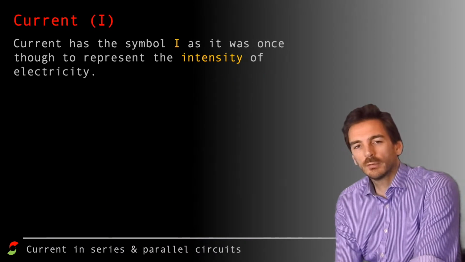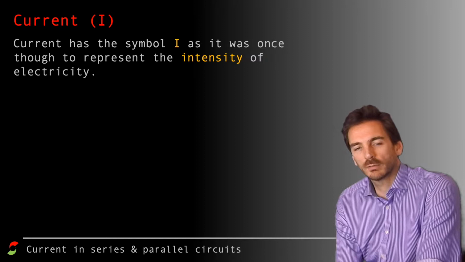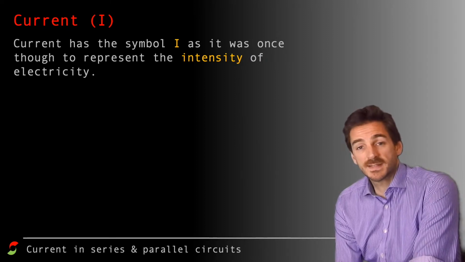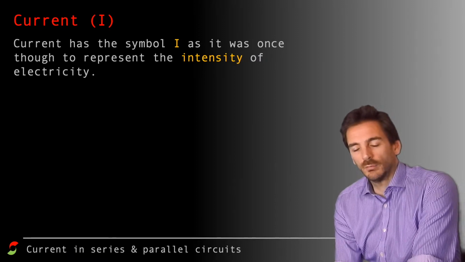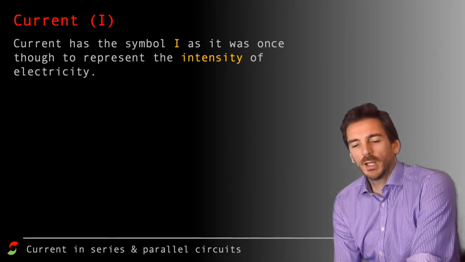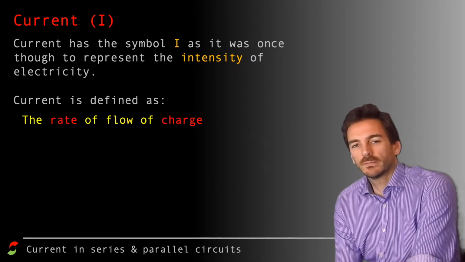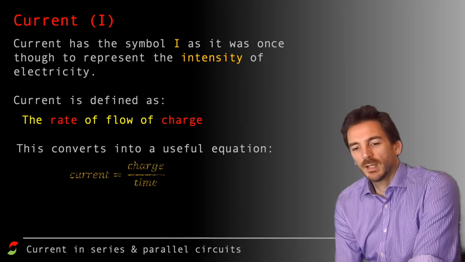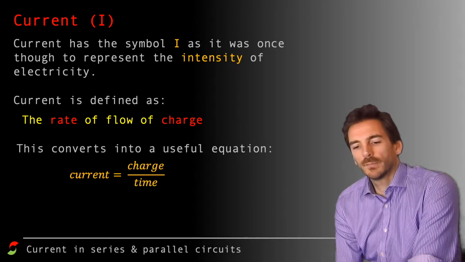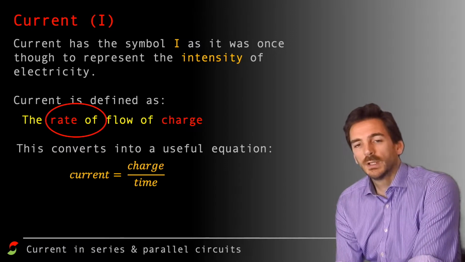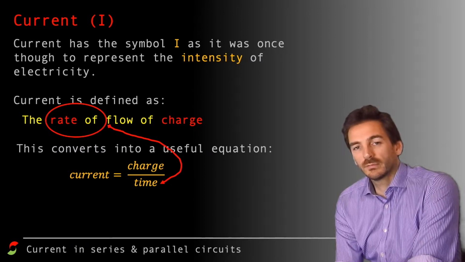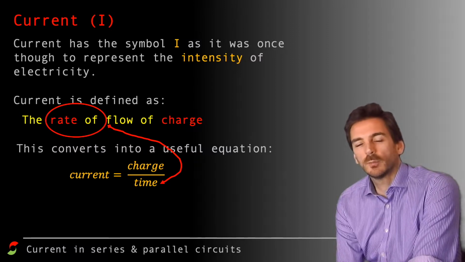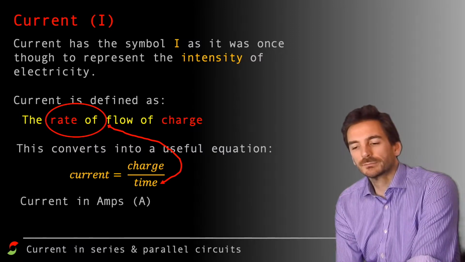Okay, so current. We're going to have the symbol I for current, and that's because historically that's thought to be intensity of electricity back in the old days. Its definition is the rate of flow of charge. And there's a useful equation that comes from that definition, and that is charge over time. Remember that rate of just means you're dividing by time. Anytime that you see rate of, it means that the denominator of the equation is time.